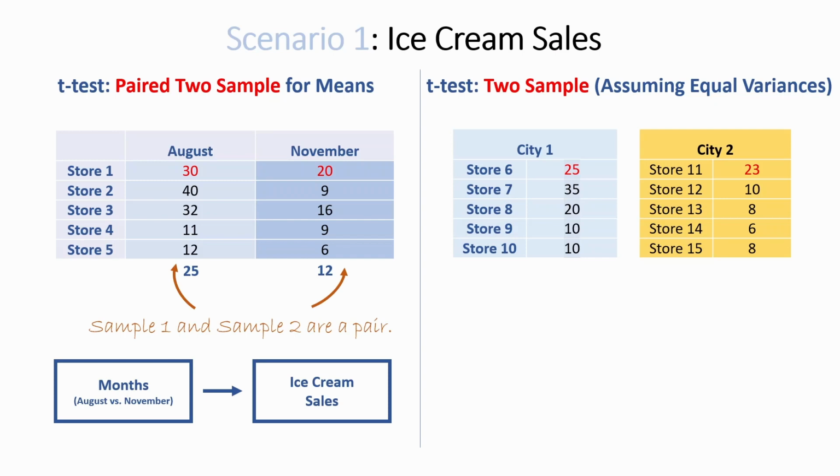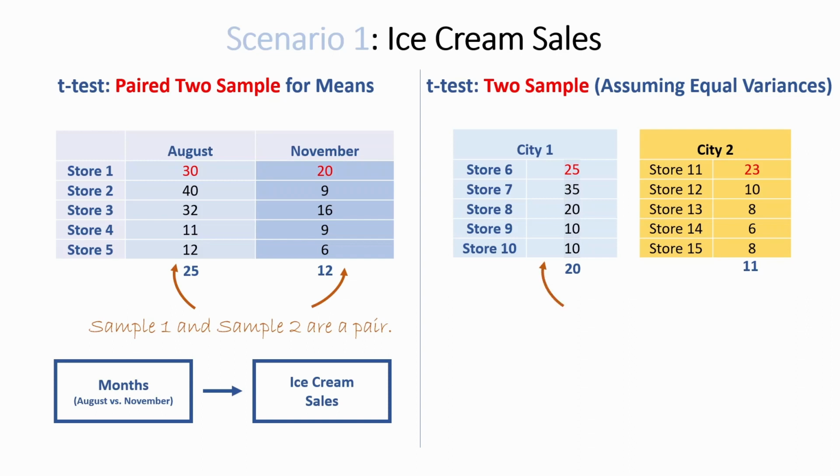Again, this has 2 columns of data. The basic idea is that we try to see whether the ice cream sales at G1 and G2 are different or not. We got this data from 10 different stores. We can calculate the mean for the first column, G1, and the mean is 20. Similarly, we can calculate the mean for all 5 stores from G2, and the mean is 11. The t-test here tries to see whether these 2 means are significantly different or not.